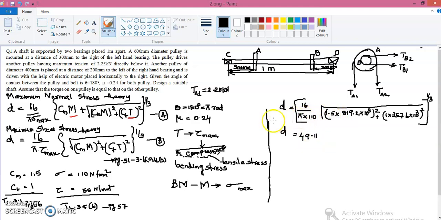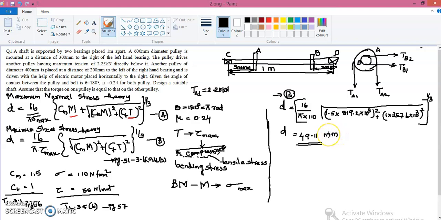Remember this equation, we are taking it as equation number B, the maximum shear stress theory, because it is written as 16 by pi into 110, and we are having only the square root term. So this equation is actually the maximum shear stress theory. We have this equation B here. So the diameter we can calculate, and we will be getting this diameter as 49.11 millimeters.